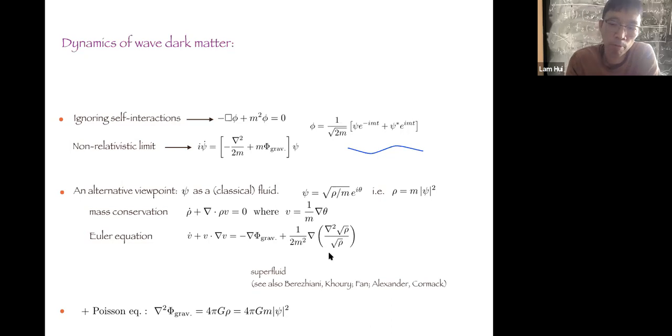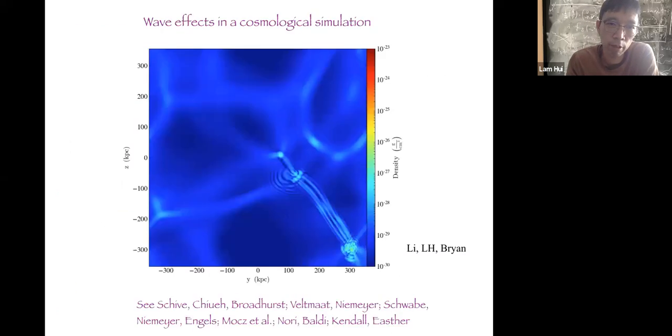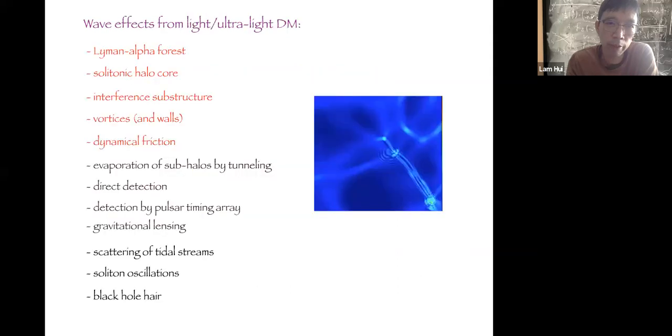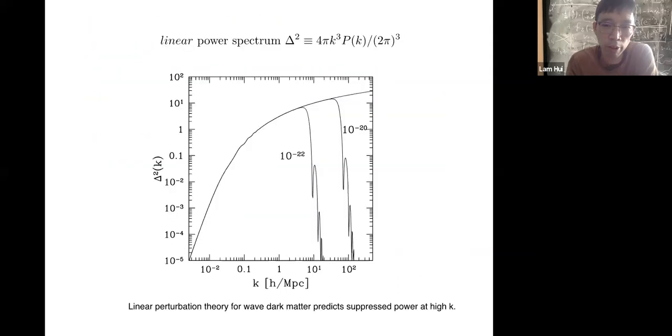So the first point I want to make is what linear perturbation theory tells you, which is basically the point of this slide, okay? So this is my one line summary of what I just said. Linear perturbation theory for wave dark matter predicts suppressed power at high K, right? I hope you have all seen pictures of power spectrum. It looks something like this.